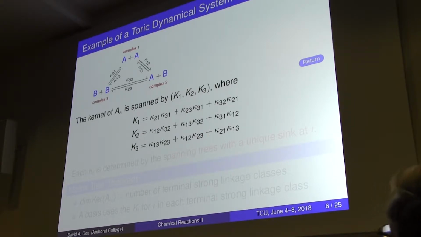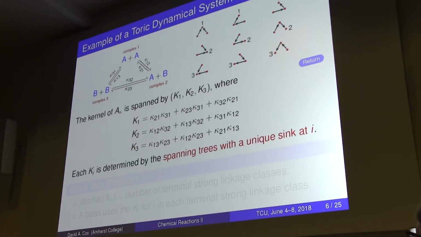It's a pretty formula. So you suspect there is probably something combinatorial that explains the various combinations of indices. And the answer is yes. Each k_i is determined by spanning trees of the graph, but not all spanning trees. I look for ones that have a unique sink at i. They're a spanning tree just in the sense of the underlying graph, but when I put in the directions, there's a unique sink that has no outgoing arrows.